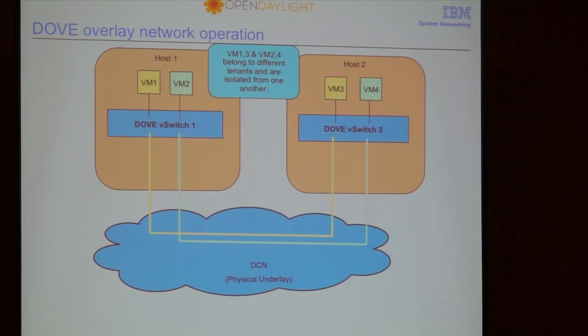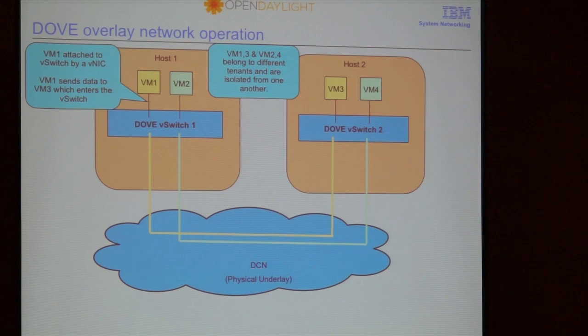framing. A little bit more about the operation. So in this example, you have two VMs that are trying to talk to each other, that are on different hosts and different vSwitches. VM 1 and 3 are part of the same virtual network or belong to the same tenant. VM 2 and 4 likewise are part of a different virtual network.